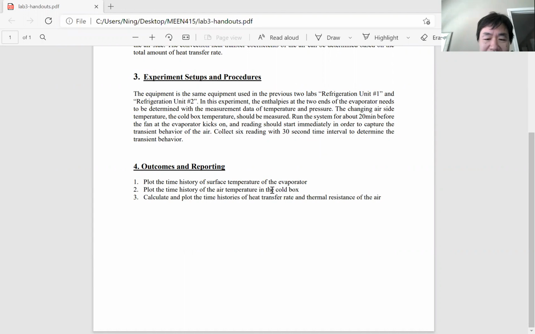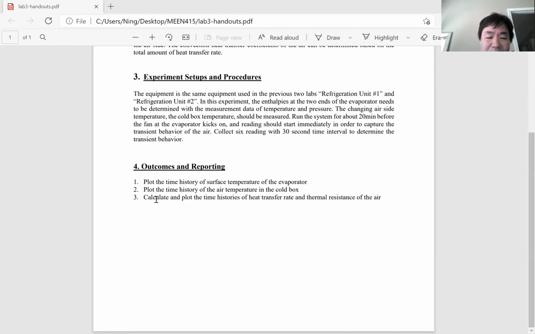Plot the time history of the air side temperature. Please make these 2 curves in the same plot. Then you can compare the air side and the evaporator side. Air side is a higher temperature, right? So place the two curves together to show the difference. Then, based on the data, you should be able to calculate the heat transfer rate, total energy change. At any given moment, you have 6 instances, so you have 6 heat transfer rates, at each instance, and also the thermal resistance of the air.